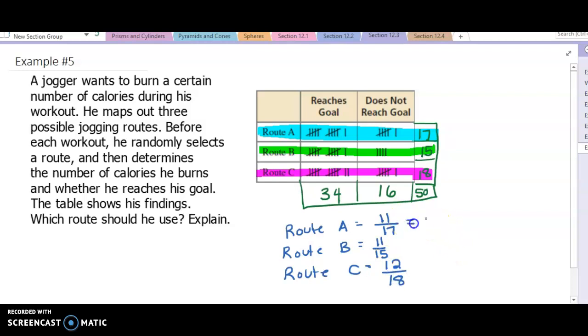Okay, so if I put these in my calculator, 11 over 17 is roughly 0.65, or 65% of the time we reached our goal. 11 over 15 is 0.73. 12 over 18 is 0.67. So we had the highest probability of reaching our goal when we ran route B. So therefore, I would recommend he run route B.